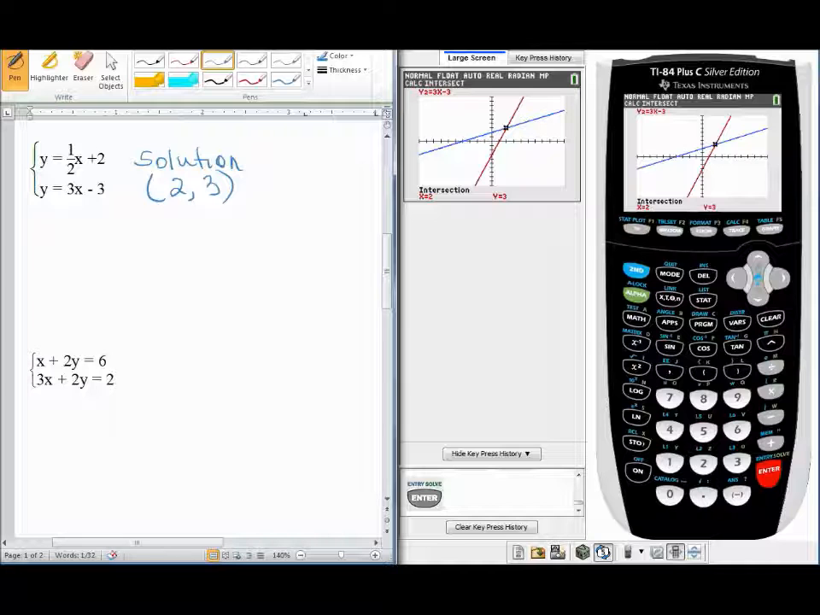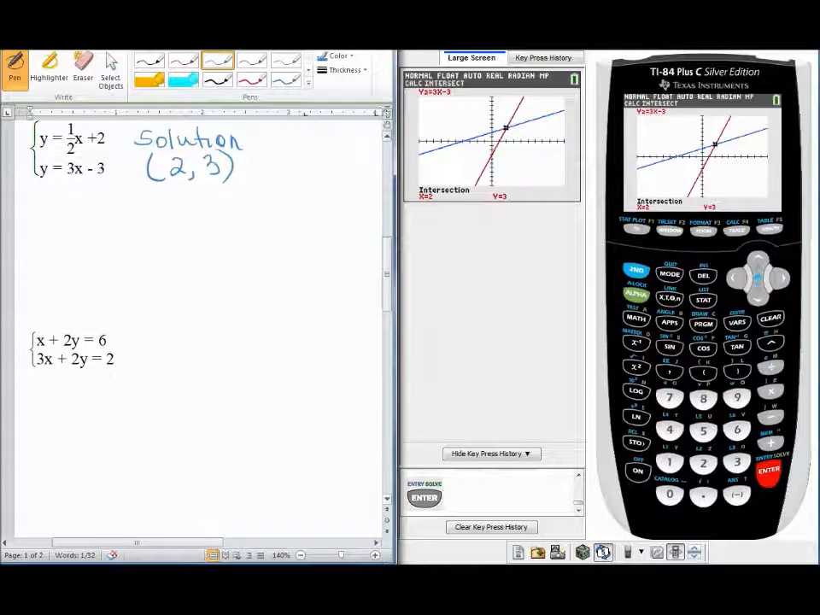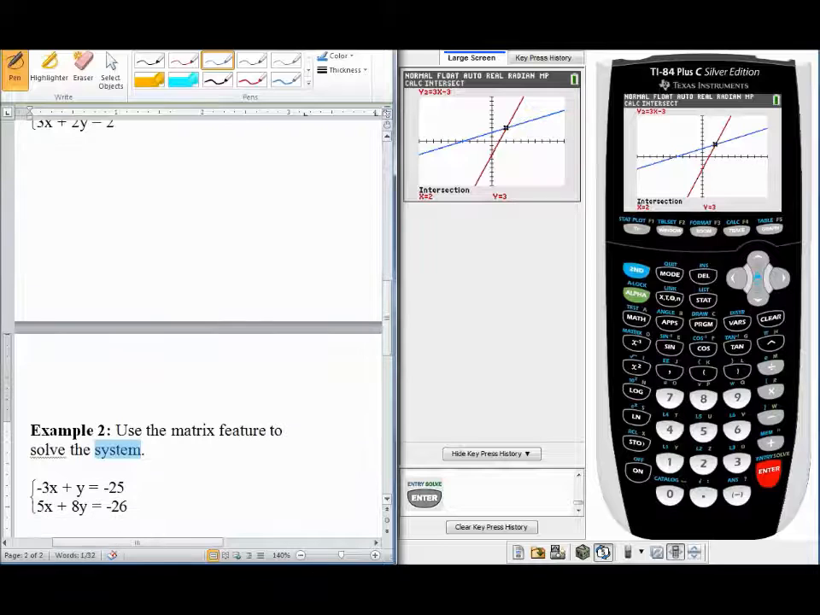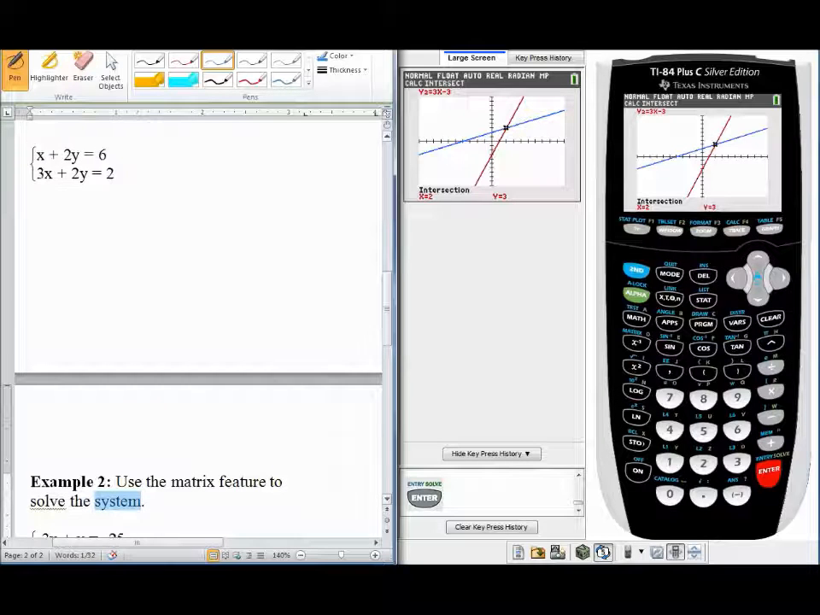And then the last one that you had to do on your own, it's in standard form, so of course you had to put that in slope-intercept form first. Okay, so for my first one, I have x plus 2y equals 6. Once I transform that into slope-intercept form, it will give me a negative 1/2 x plus 3.